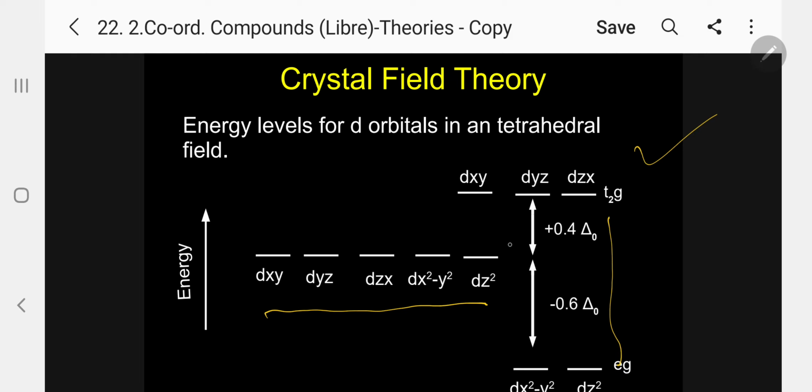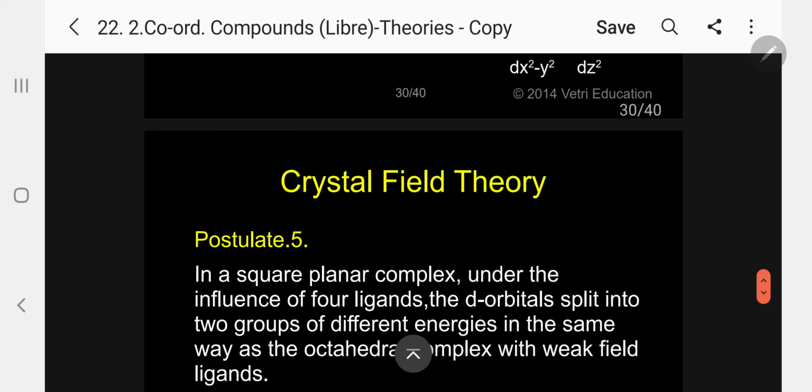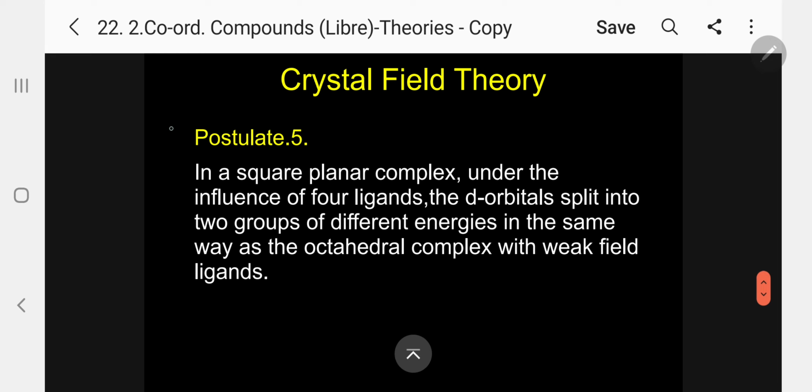So it is plus 0.4 delta 0 in the case of T2G, whereas coming down is minus 0.6 delta 0 in the case of EG orbitals. Please follow, the reverse, that is also reverse. Kindly follow. This is the most important comparison. Please remember.